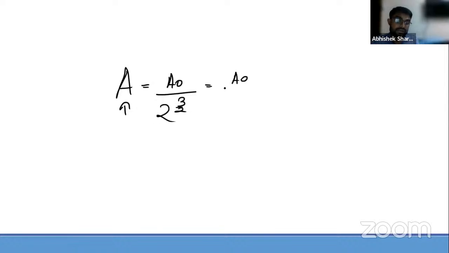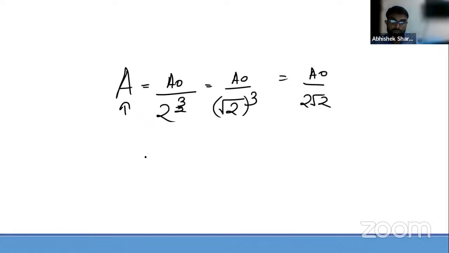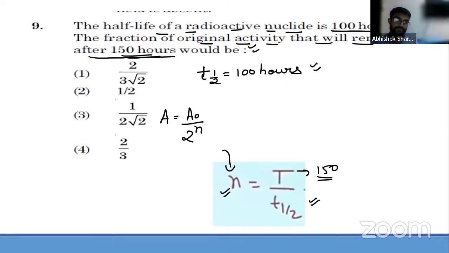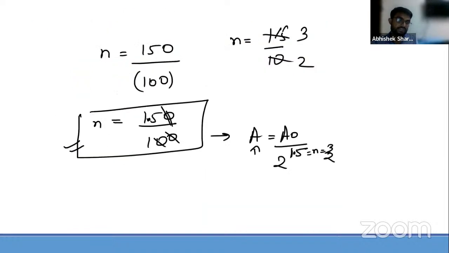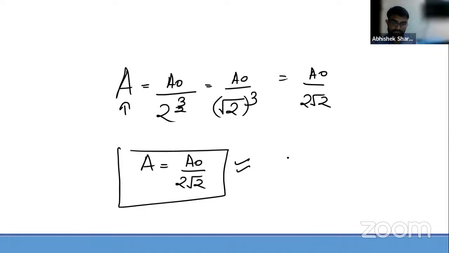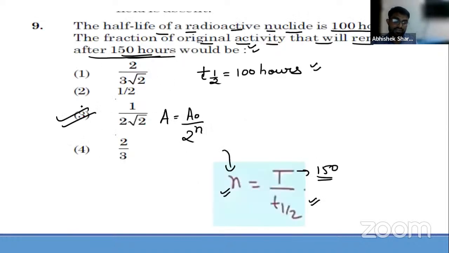Now 2 raised to power 3 by 2 is how much? It is square root ka cube. So this comes out to be root 2 times 2, which is 2 root 2. So we have the A value comes out to be A naught by 2 root 2. Okay? A naught by 2 root 2. So 3 is our answer. Okay? So the final answer comes out to be 1 by 2 root 2. Okay? I hope it's clear.